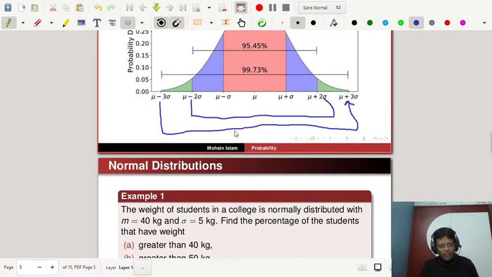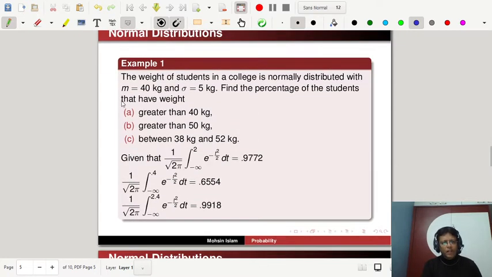So let us have some application on that. The weight of a student in a college is normally distributed with m equal to 40 and sigma equal to 5 kg. Find the percentage of the students that have weight greater than 40, greater than 50, between 38 and 52. And the given data is 1 by root over 2 pi, integral from minus infinity to 2 of e to the power minus t square by 2 dt, is 0.9772.